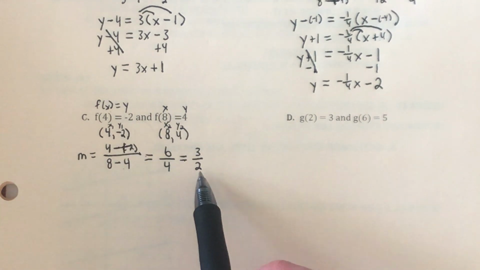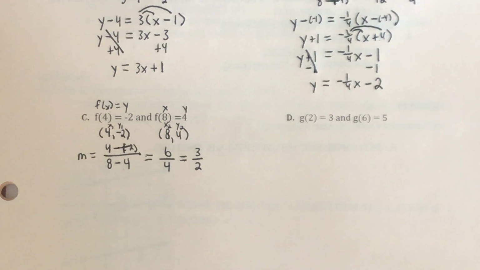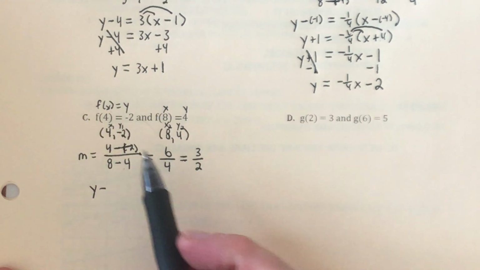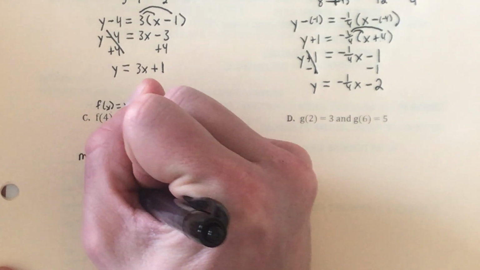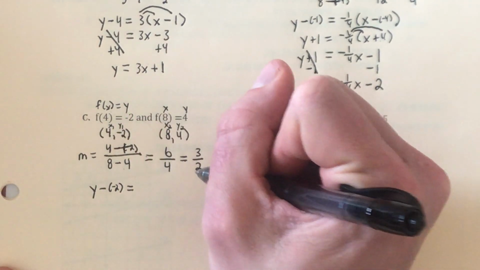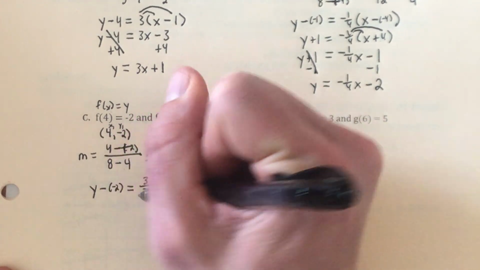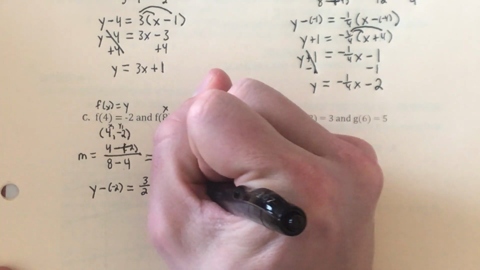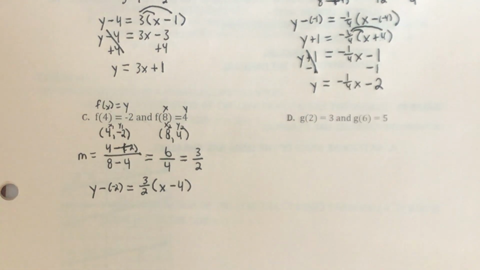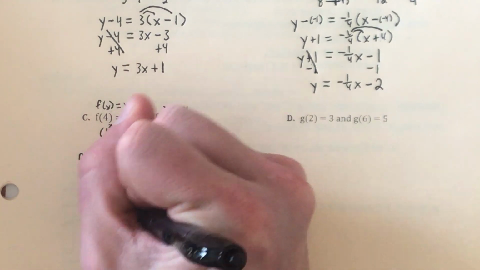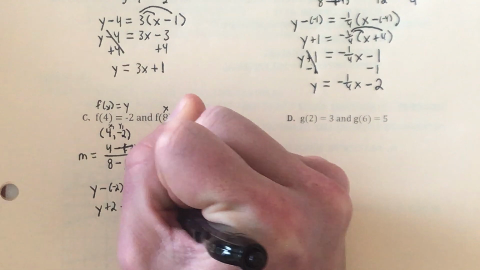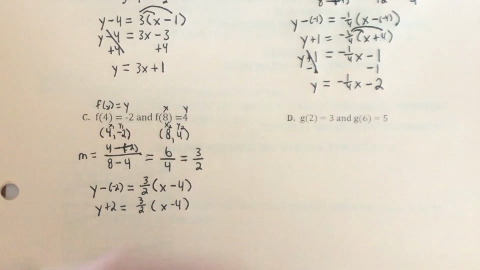I've got a point, I've got a slope, so I'm going to plug that into the point slope form. So y minus y1, which is -2, equal to m, which is 3/2, times x minus x1, which is 4. Well, I see here that I've got a y minus a -2, so I'm going to turn that into a +2. So y plus 2 equals 3/2 times x minus 4.